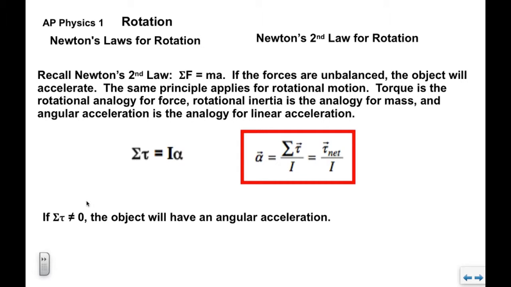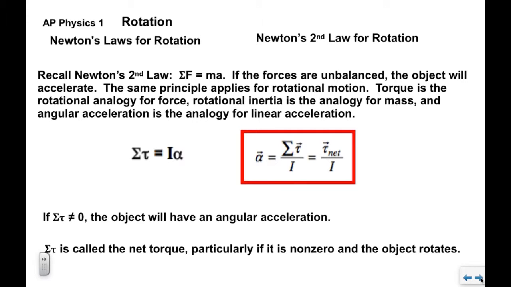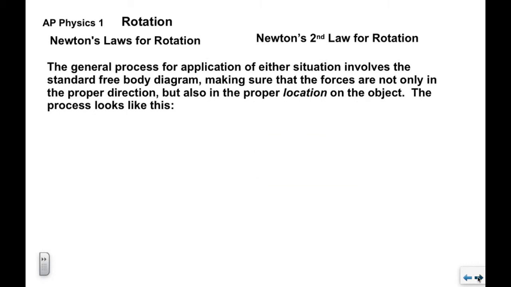Stated verbally, if the sum of the torques does not equal 0, the object will have an angular acceleration. If they don't balance, it will rotate. Sigma tau is also called the net torque, particularly when it's non-zero and the object rotates.